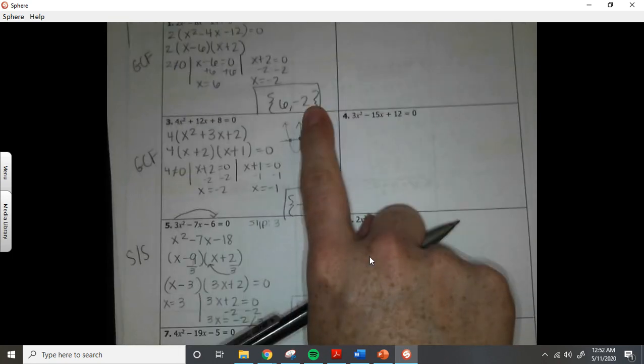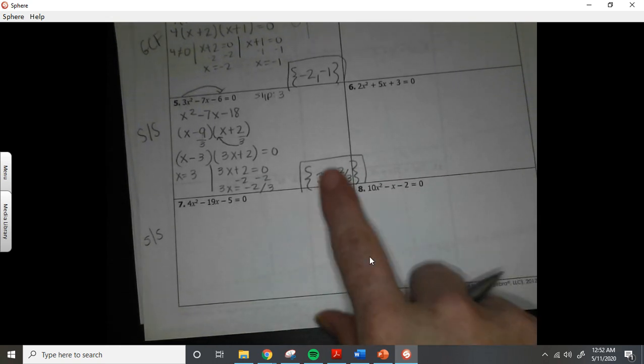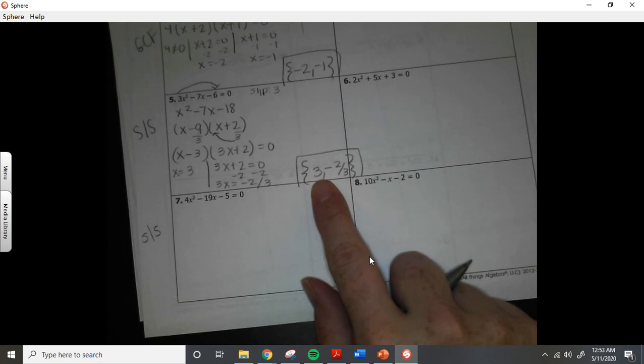Same thing with this problem. We're looking for none, so no solution. We're looking for 2 solutions, or it could possibly just have 1 solution.